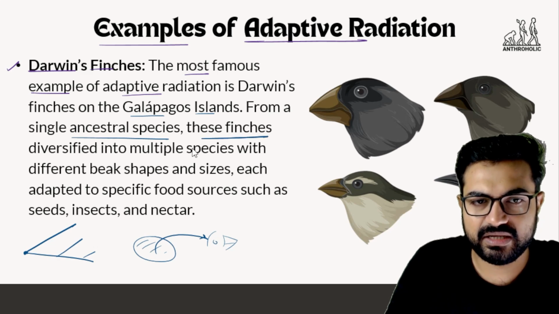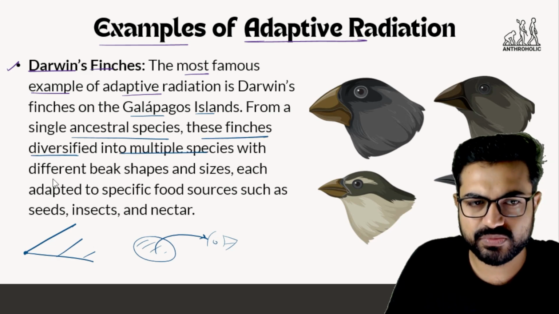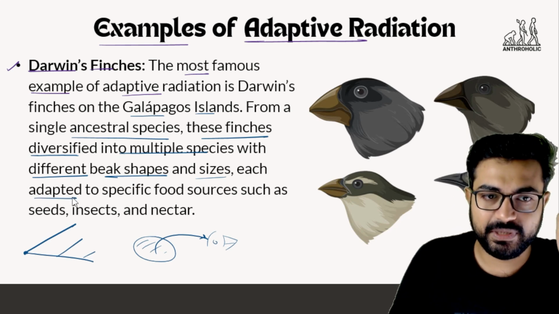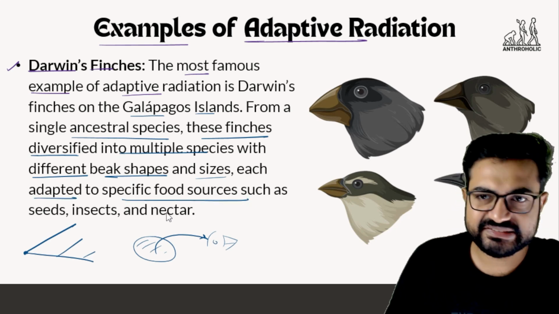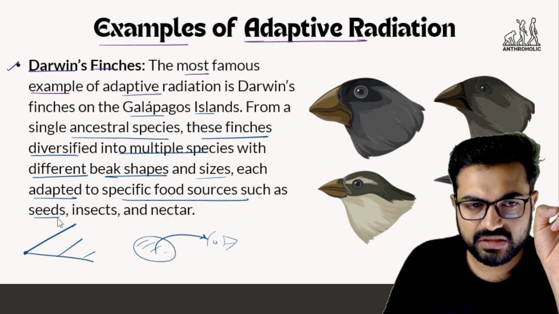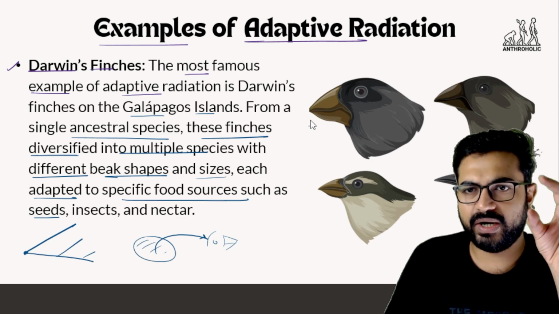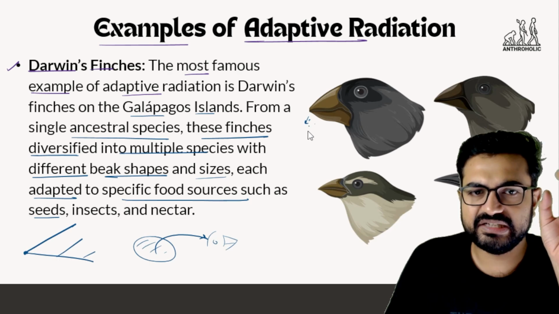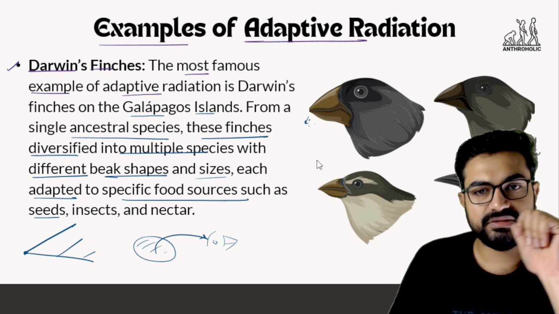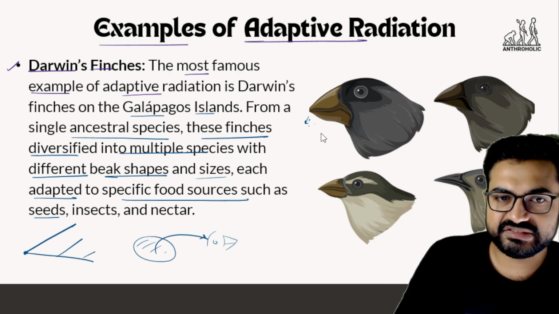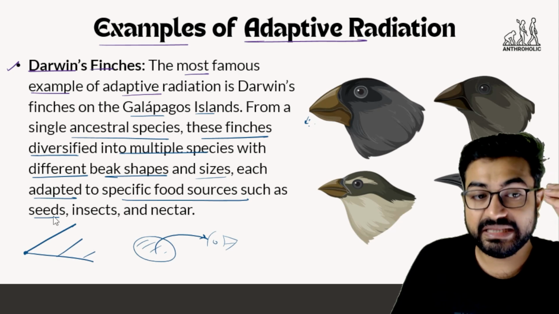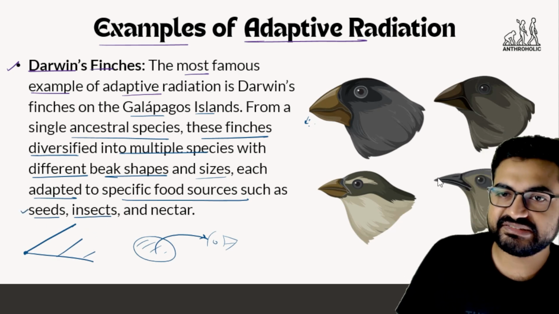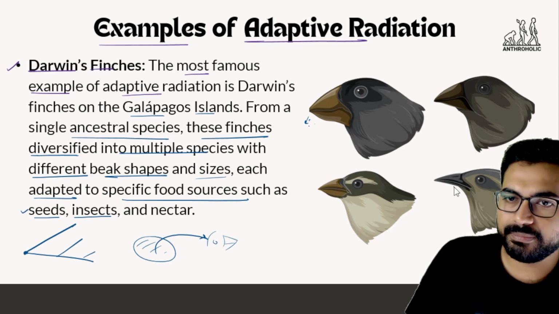These finches diversified into multiple species with different beak shapes and different beak sizes, each beak adapted to specific food sources. Let's say some bird was feeding on seeds or nuts. It required a large beak to hit and break open the seeds and nuts. Let's say this was adapted for feeding on seeds and nuts. Some fed on insects, and they had smaller, slender beaks.